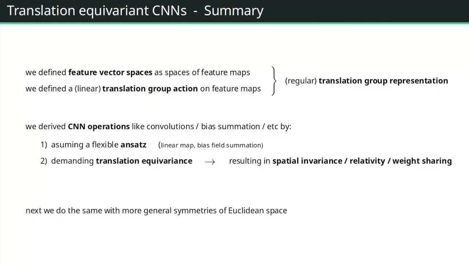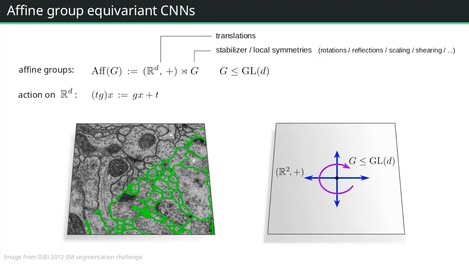And now we are going to look at more complicated symmetry groups, and we are following the same approach. As I said before, in this case here, where you have such biomedical images, you're not only interested in translations, but you're also interested in, let's say, reflections or rotations, or maybe you want to scale your image equivariantly. You could also have shearing. So the family of symmetry groups we are considering are so-called affine groups, which are a semi-direct product of translations and then some group G, and G is a subgroup of the general linear group.